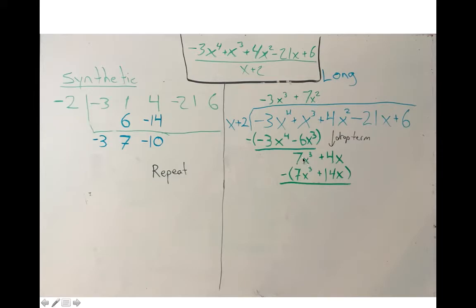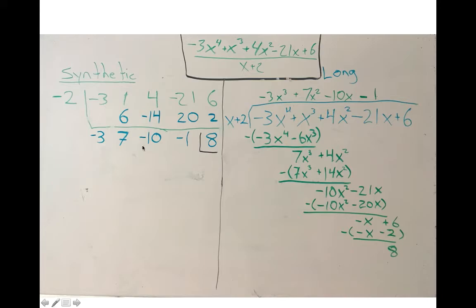In the same way here, we find we have this 7x cubed. We want to say, what should I multiply my x by to get that? So 7x squared. And then we multiply it through, we subtract, and of course we drop our next term in the process. Okay. And so we continue our multiplication and addition. We get our terms here, and then we get a remainder of 8.